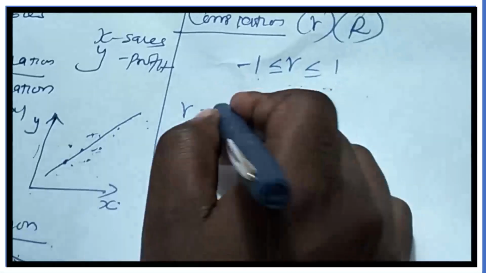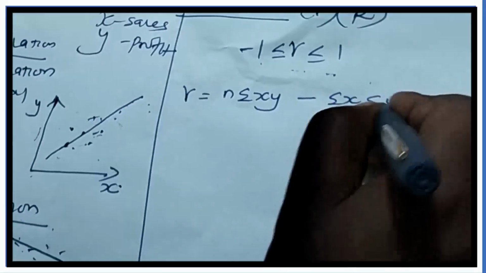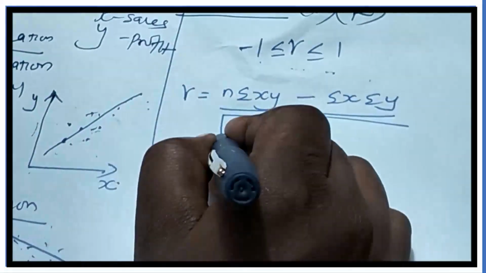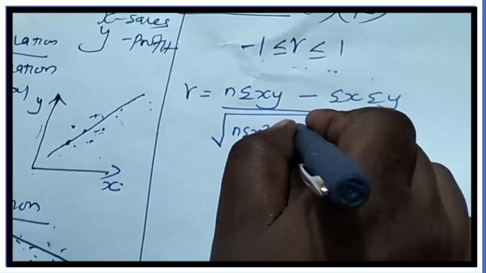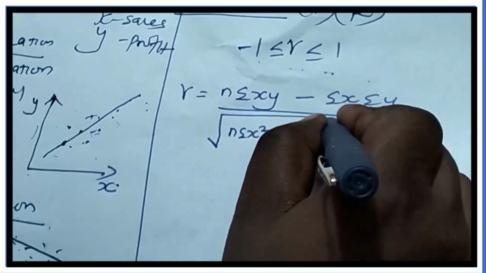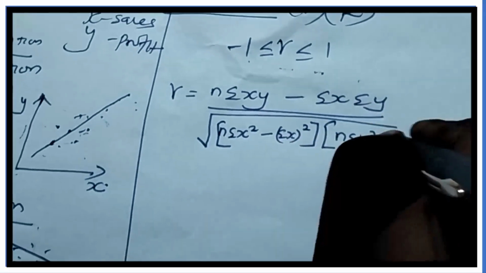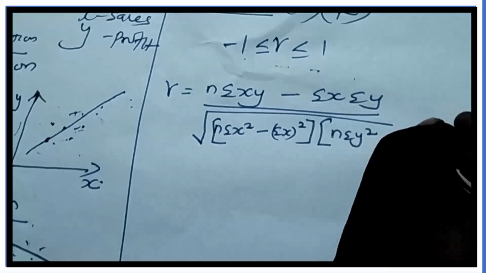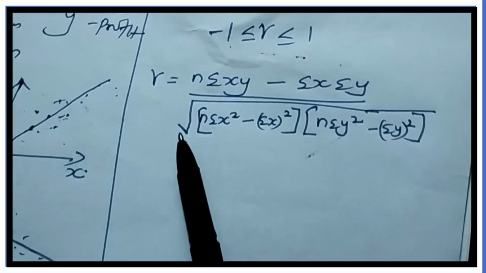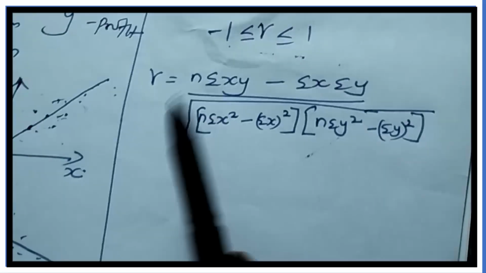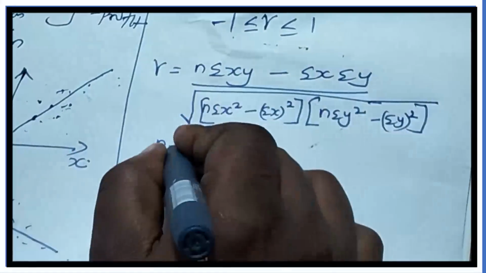Correlation, we say correlation is n summation of xy minus summation of x summation of y, all over the denominator, which is under the square root sign, where we say it is n summation of x squared minus summation of x squared, then times n summation of y squared minus summation of y squared. Everything under the denominator is under the square root sign. So in this case, n is the number of data we have.